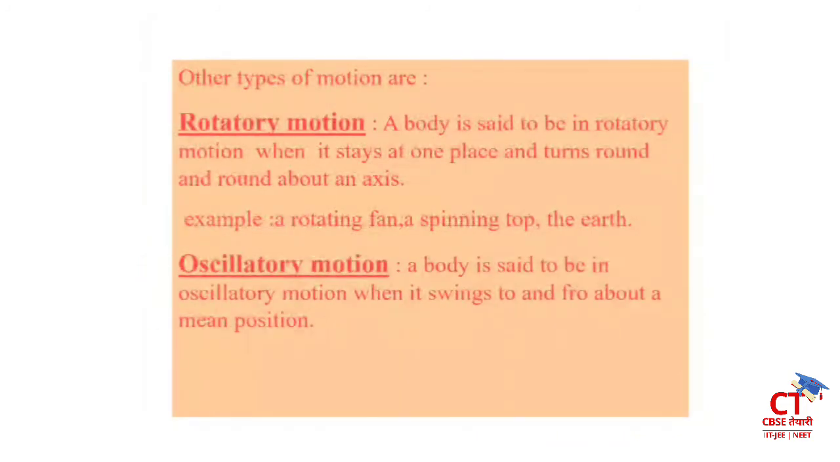Okay, and the last one, the oscillatory motion. A body is said to be in oscillatory motion when it swings to and fro about a mean position, like when you keep your phone on a surface and it vibrates, same type of motion. For example, the pendulum of a clock, the swing, etc.